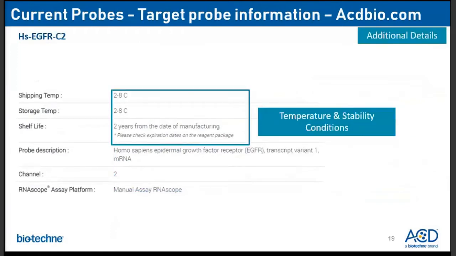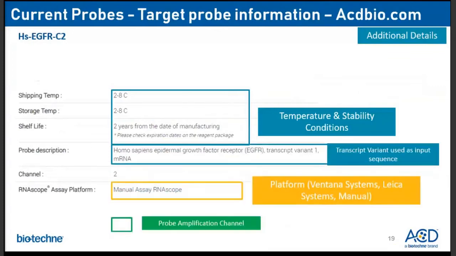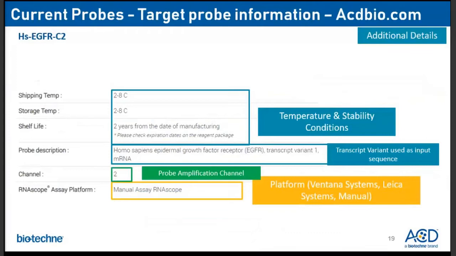In this case here, the EGFR C2 channel. And so the main difference that you will see in this probe is that the channel has changed. So now the probe amplification channel is C2, and that's also denoted by the C2 at the end of the probe.